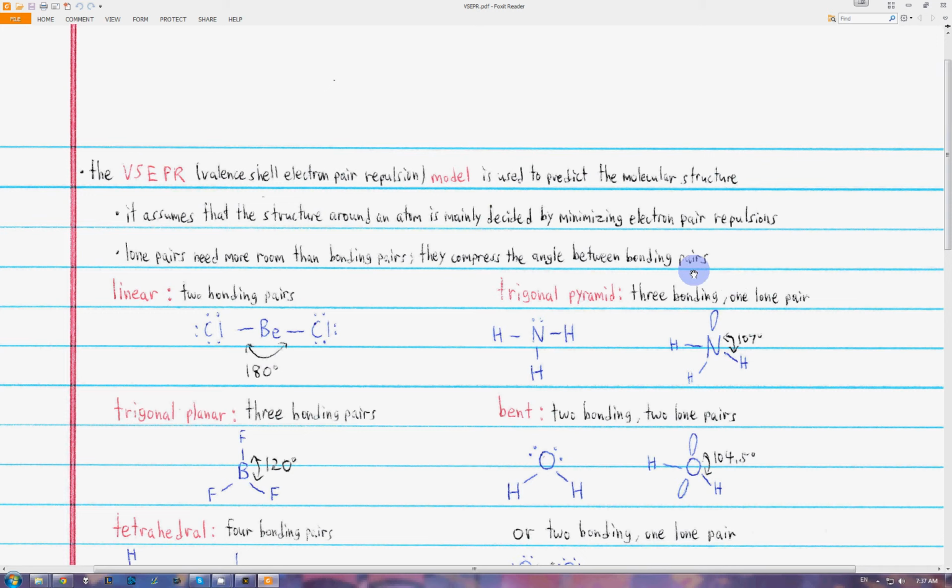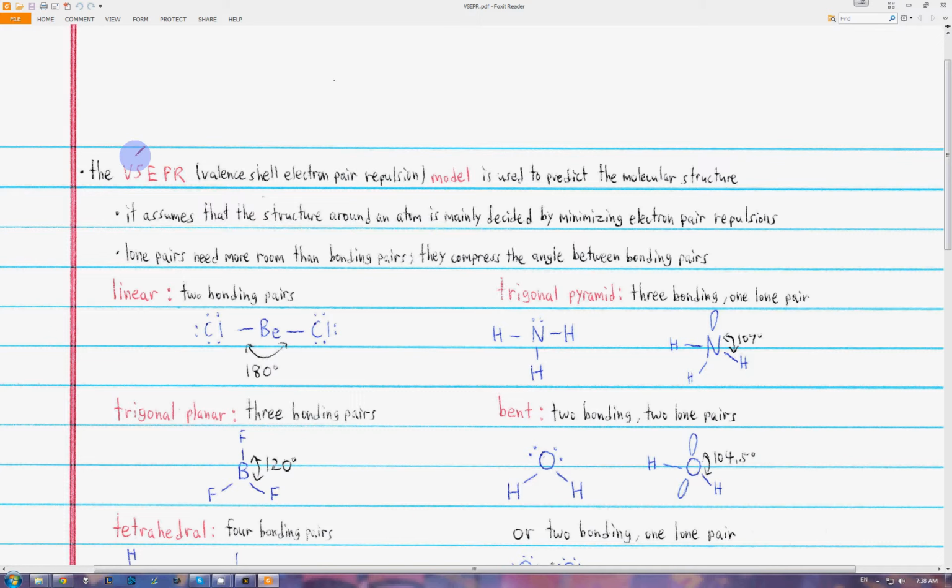In this video, we're going to be talking about the second part of the localized electron model. So remember that the first part of the model is describing the arrangement of the valence electrons in a molecule using Lewis structures. And so the second part is describing the shape or geometry of the molecule, how it's actually arranged in 3D space. And to do this, we use something called the valence shell electron pair repulsion model. And so this model is used to predict the molecular structure.